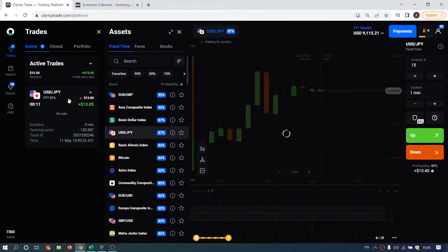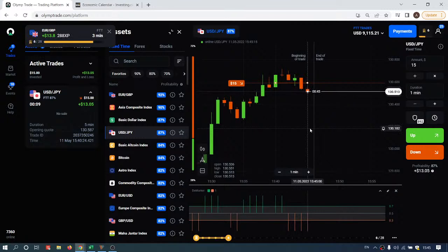So eventually, what is this? My trade here closes with a profit.